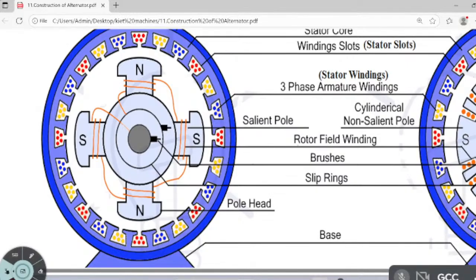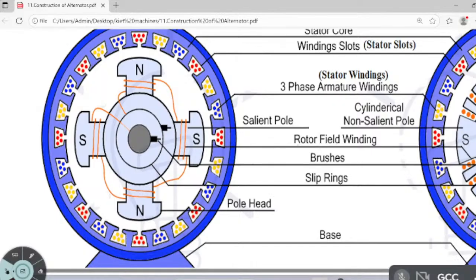This is about alternator construction. If you know DC generator, it is exactly opposite to that. Why? Because their location is changing. Field is in the rotor here, and in the DC generator the rotor conductors, the armature winding, are in the rotor. Here the conductors are in the stator. Field is available in rotor, conductors are available in stator. Both are interchanged. So if you know the DC generator, write down exactly the opposite. There the commutator is there, delete that commutator. Here slip rings are there. Okay, this is about alternator.